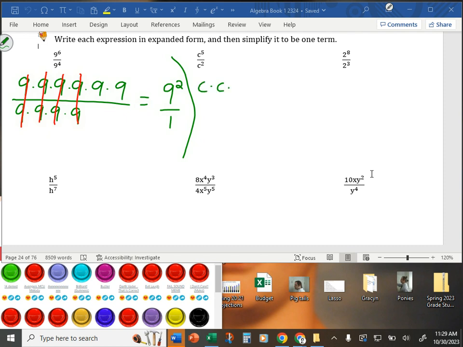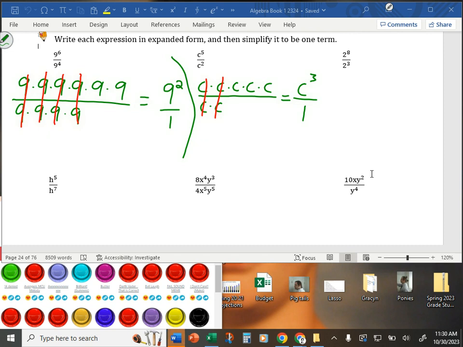Next one, c to the 5th over c squared. We got c times c times c times c times c over c squared, which is c times c. What's c divided by c? 1. Anything divided by itself equals 1. So whether it's a number or it's a variable, we can do the same thing and cancel out those pairs of c's. How many c's do we have left? 3. And where are they? The numerator. So our answer is going to be c cubed, right? And if you want to put the over 1, you can. You don't have to. But c cubed over 1.